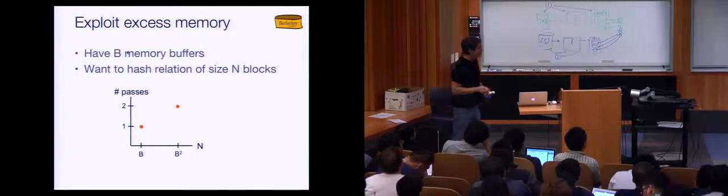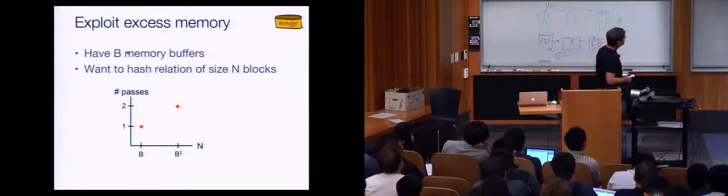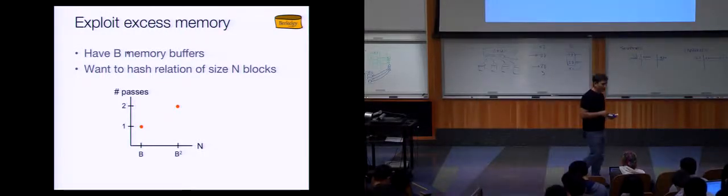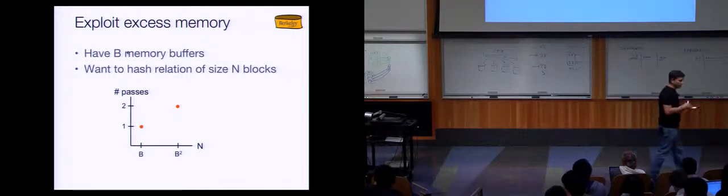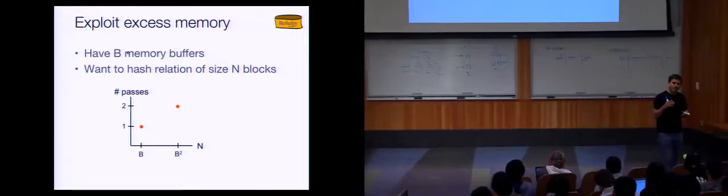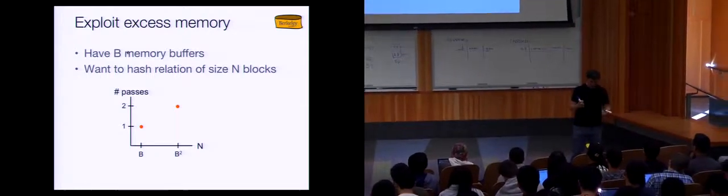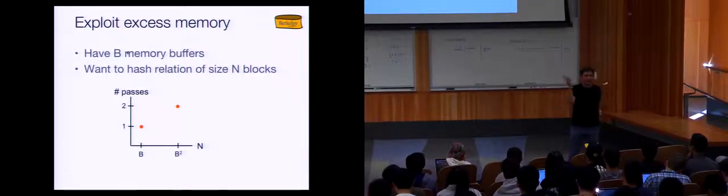Say you have B memory buffers. There's this crazy thing that happens with the smaller relation, with this algorithm I just taught you. Suppose the smaller relation is smaller than RAM, so it's smaller than B. So the building relation, you read it in, there's no need to partition it. You just put it in an in-memory hash table.